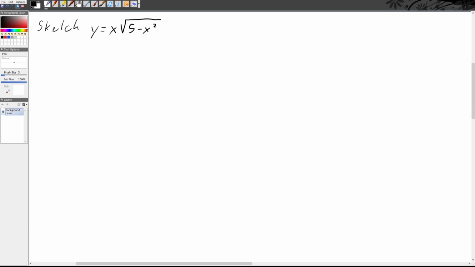In this problem, we want to sketch y is equal to x times the square root of 5 minus x squared. We are going to follow the guideline given in the book. So the first thing that we want to do is to determine the domain of this function.